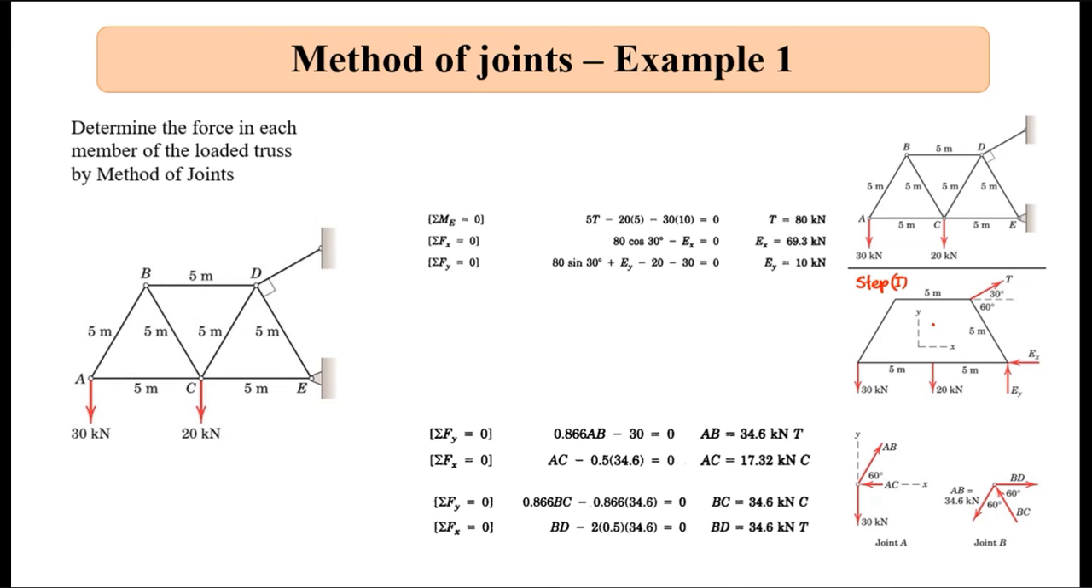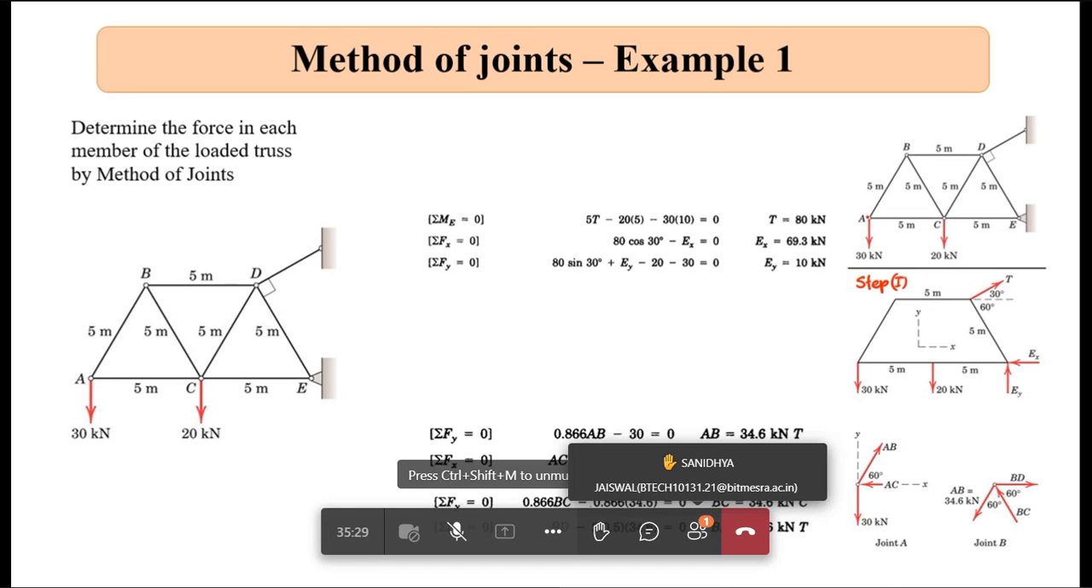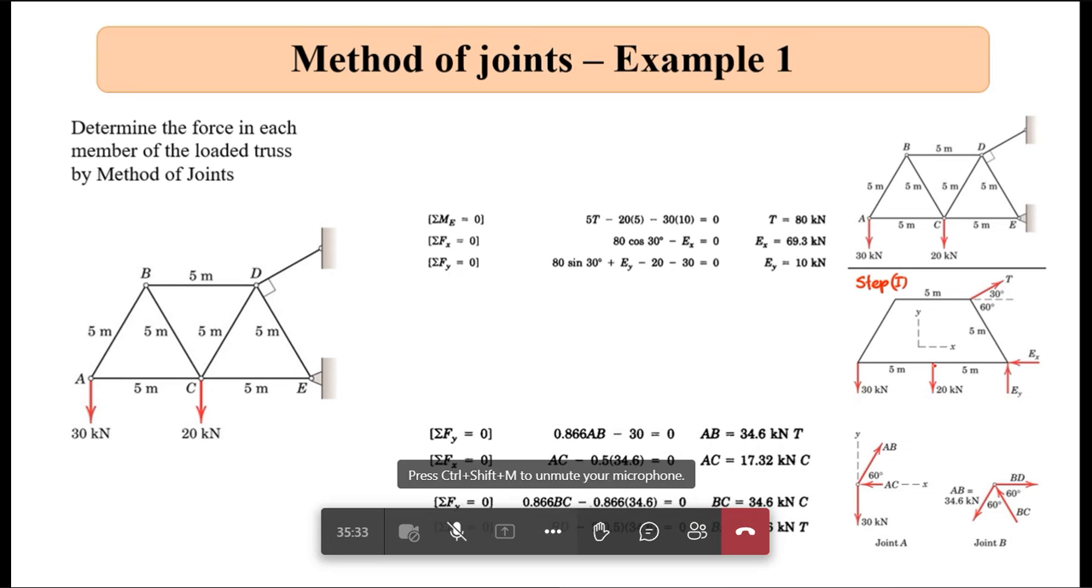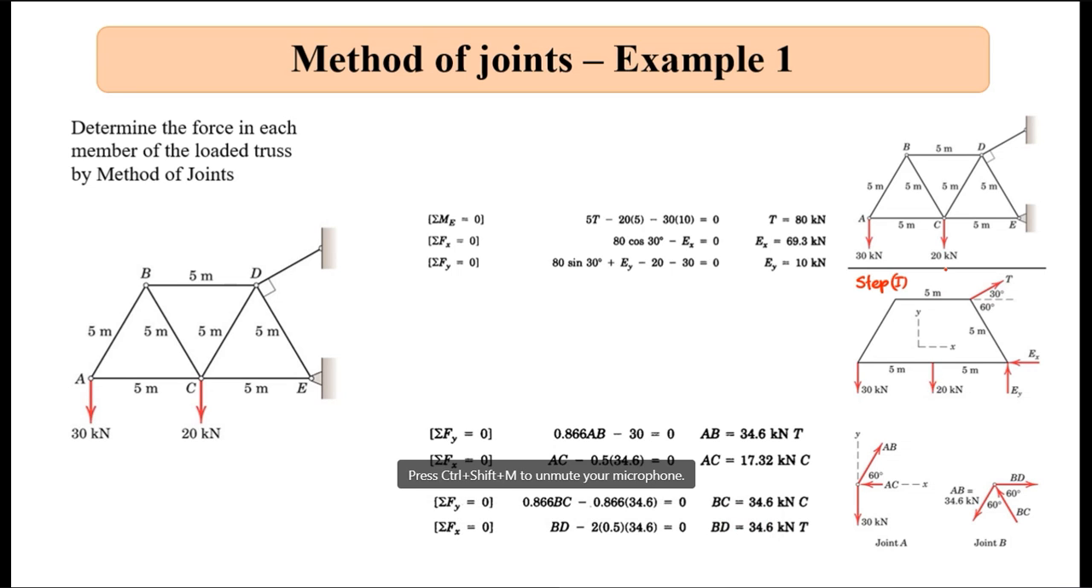Here I am considering the structure as a whole and I am writing the external forces that are acting on it. So 30 kilonewton is acting at this joint. 20 kilonewton is acting at this position. This is position C. This is position A. And this is position E. At E, this is a hinged joint.